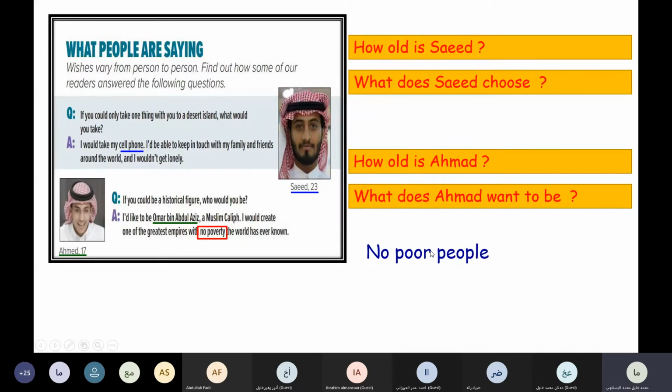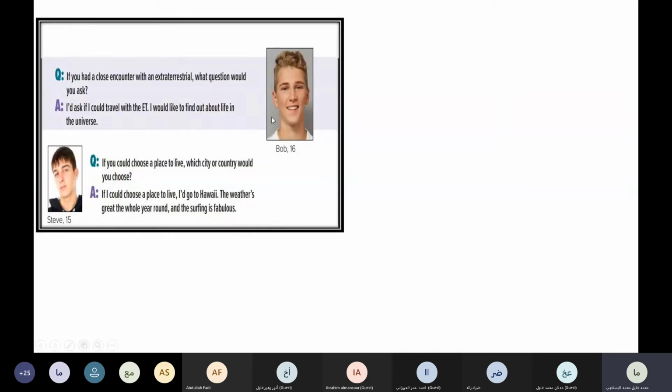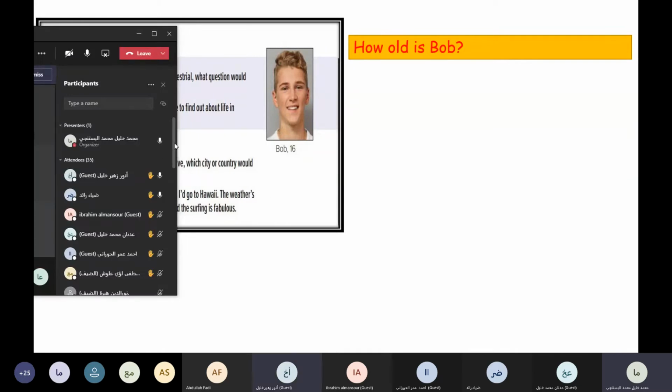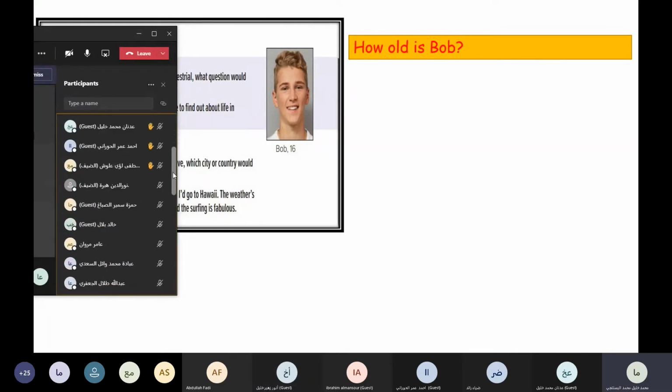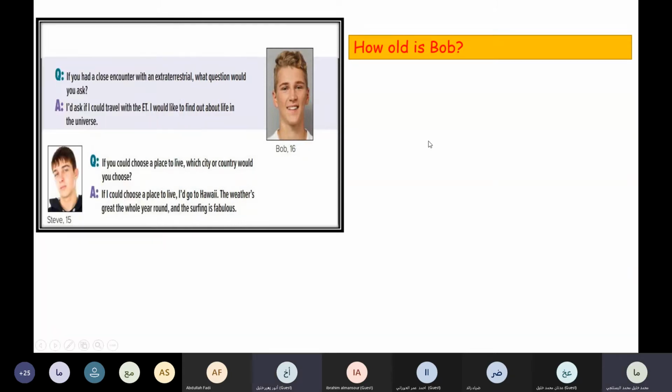So this is about the first two people. Move to the next. Here we have Bob and Steve. Look at the first question. How old is Bob? Yes, Anwar. Bob is 16 years old. Good. Bob is 16 years old.